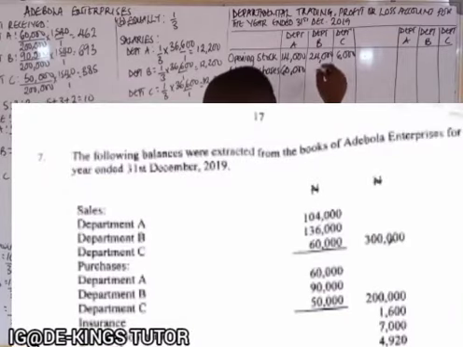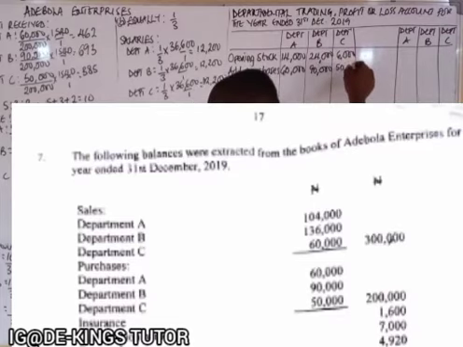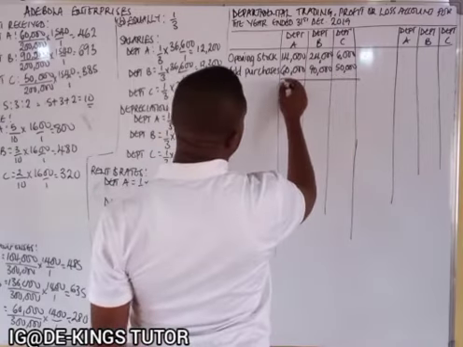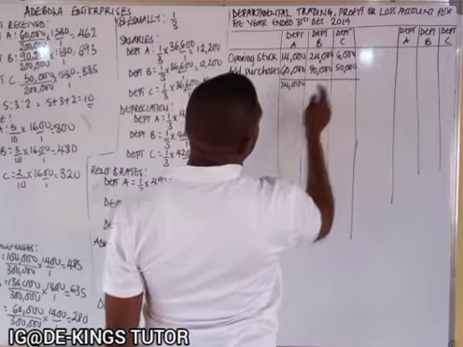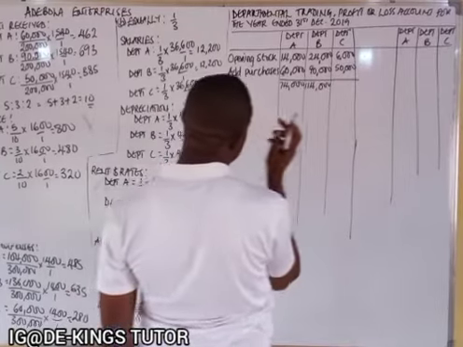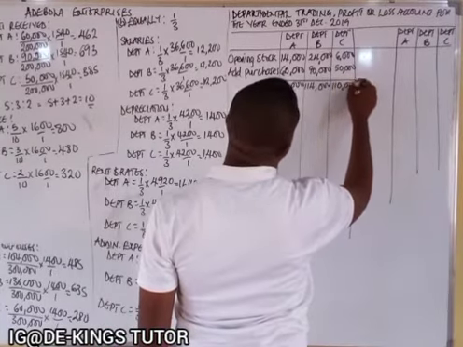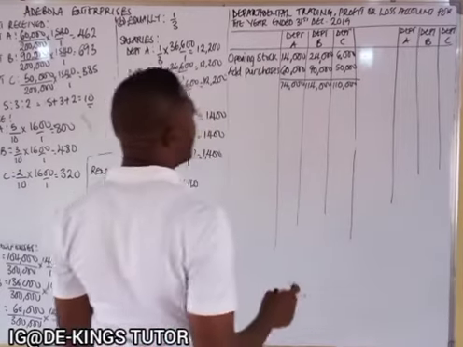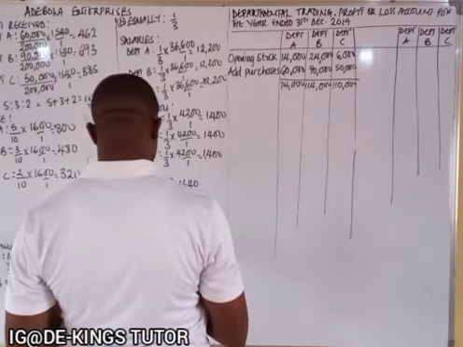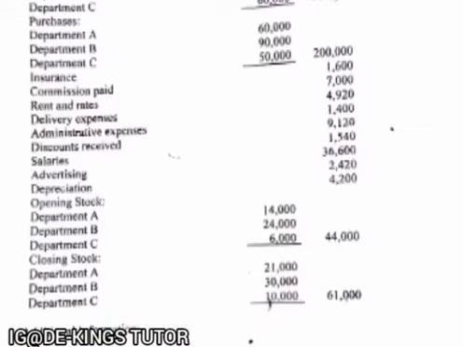Department B, it is 90,000. And department C, it is 50,000. So when we add it up, this one will give us 74,000. This one will give us 114,000. And this will give us 110,000. Okay. The next one, we'll check if there's carriage inwards in the question. Is there any carriage inward? No. Now check if there is return outwards. Is there any? No.